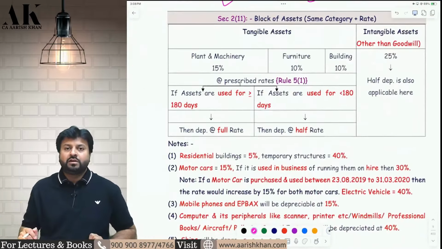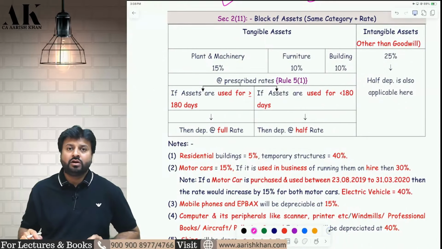Now let's move on to the next part of depreciation, that is, under income tax law, we claim depreciation under the concept of block of assets.